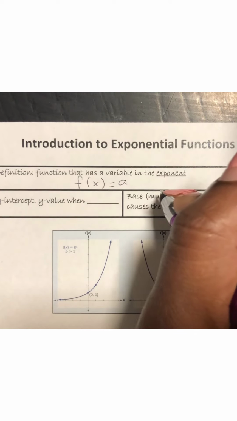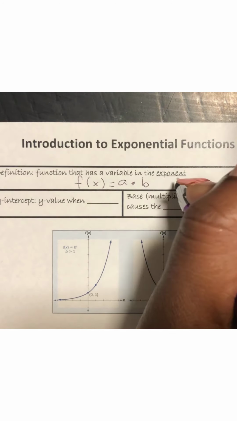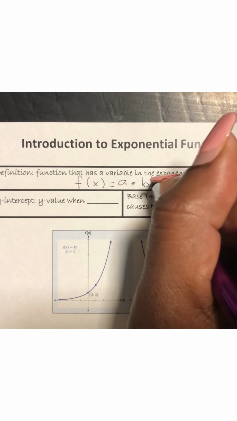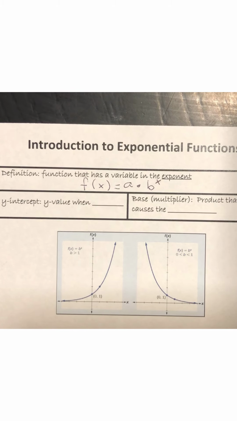Let's say we have f of x equals a, and later we'll get into what a means, times b, and we'll talk about what b means, to the x power. So notice that the x is the exponent, which makes this an exponential function.